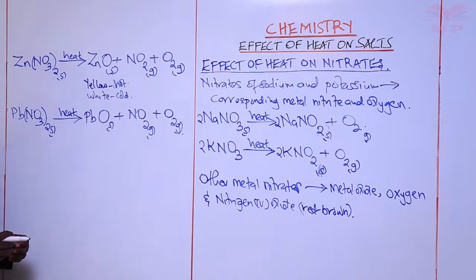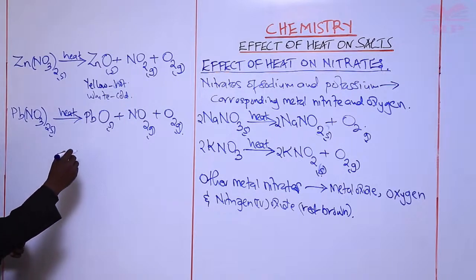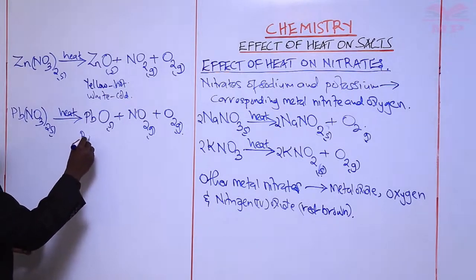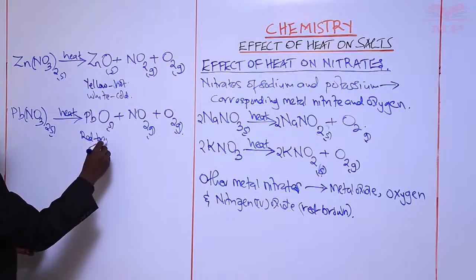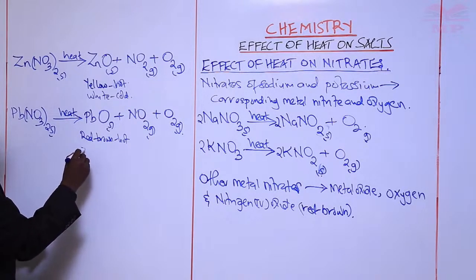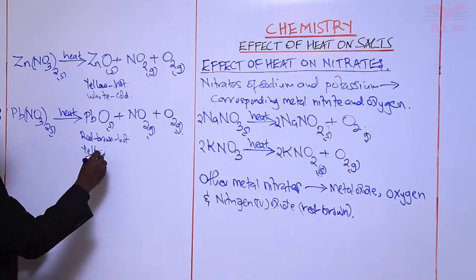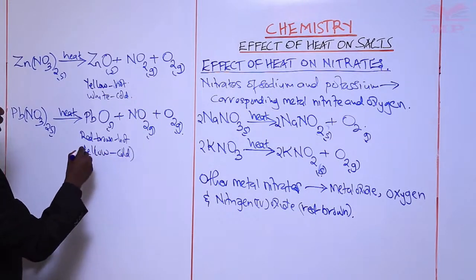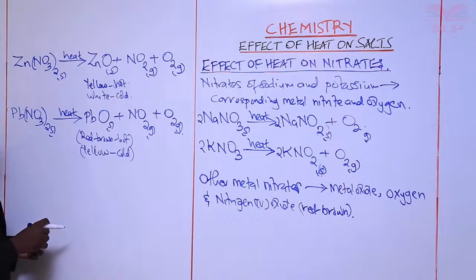We mentioned the color earlier on. Lead oxide, when it is hot, is red-brown in color, and then on cooling, it is yellow in color. That is lead oxide.